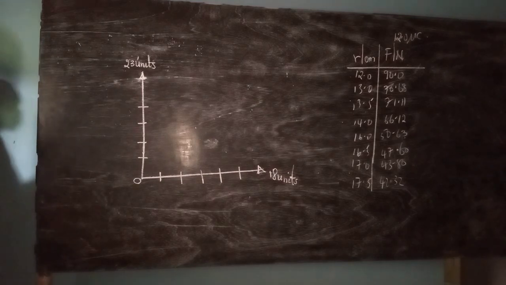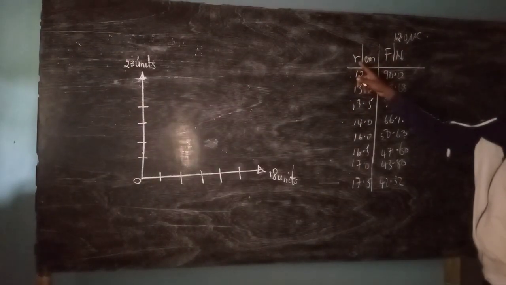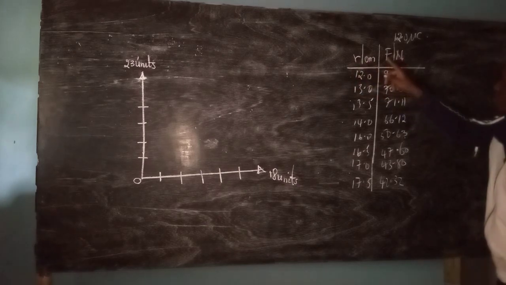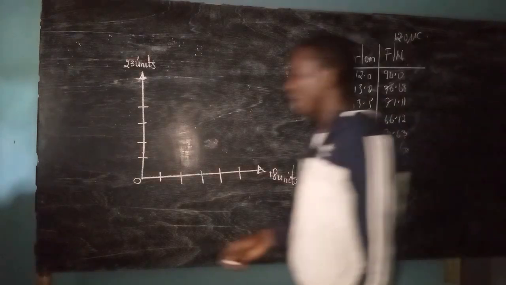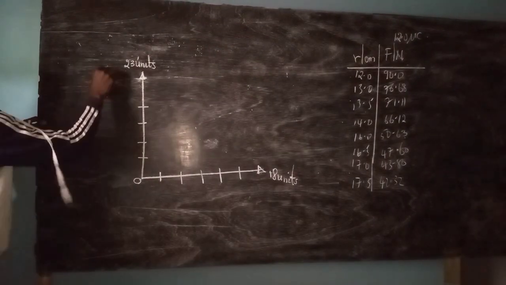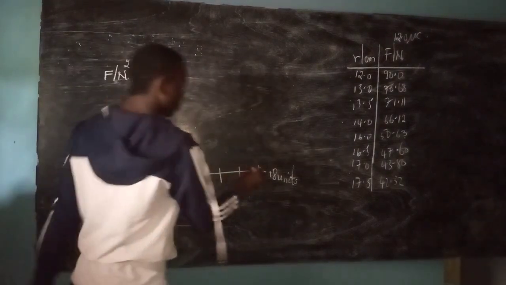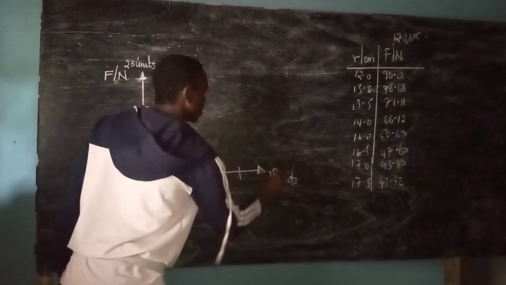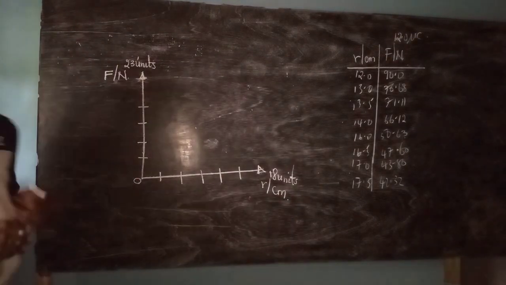The very first thing, when I want to plot a graph, I identify the units of the quantities I want to plot. I'm plotting force, for instance. If I want to plot the force against the separation distance, the force will go on the y, the vertical axis, and on the horizontal axis, I have the separation. It's measured in what? Centimeters. I indicate it like that. Once that is done, I now come here.